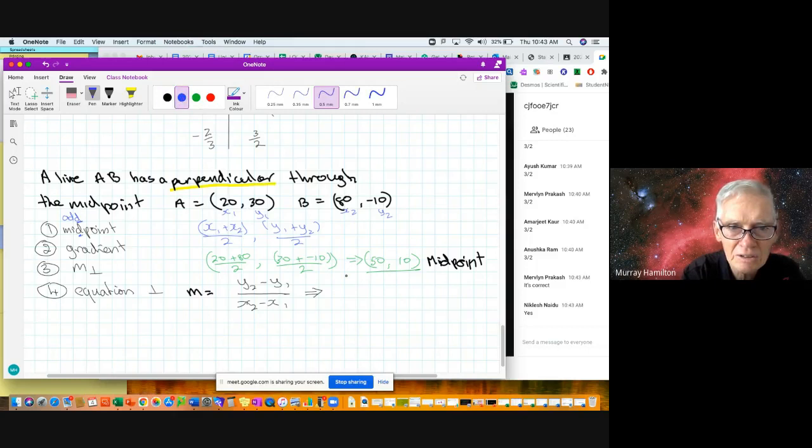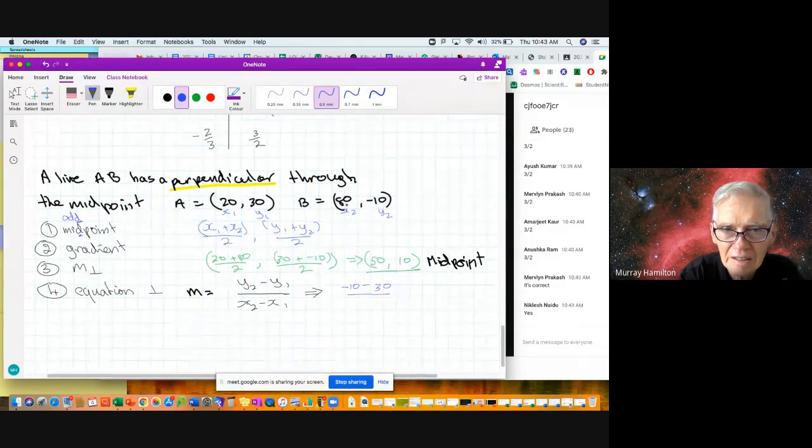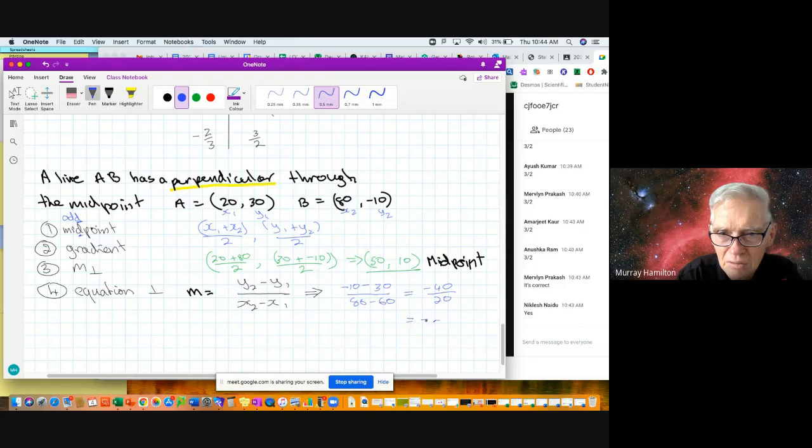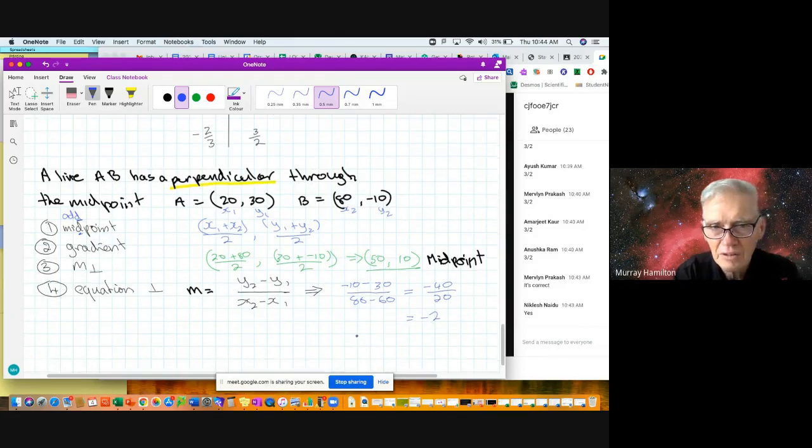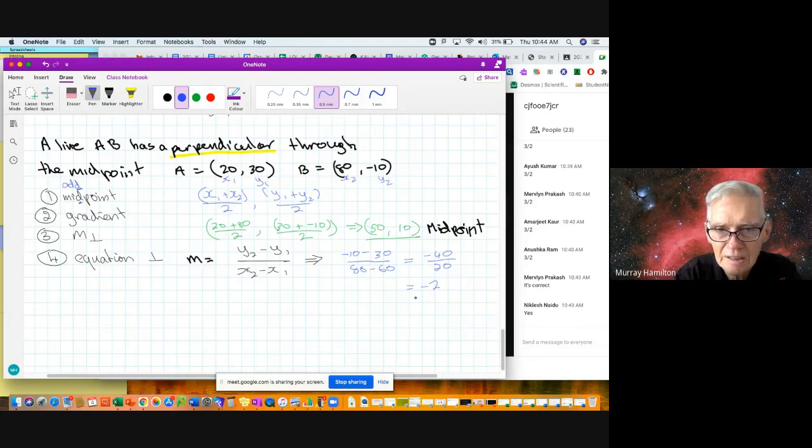So the gradient is going to be y2, so that's negative 10 minus 30, over x2 minus x1, 80 minus 20. That comes out as negative 40 over 20. Well, that was quite handy, which equals negative 2. I gave you a nice, easy example. So the gradient is negative 2. So that's part 2 done.